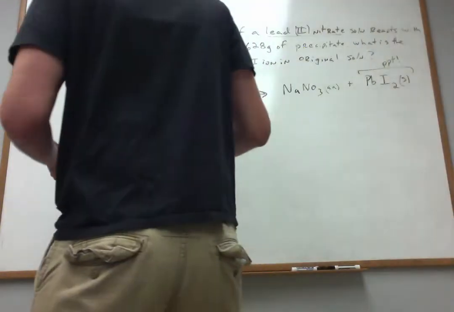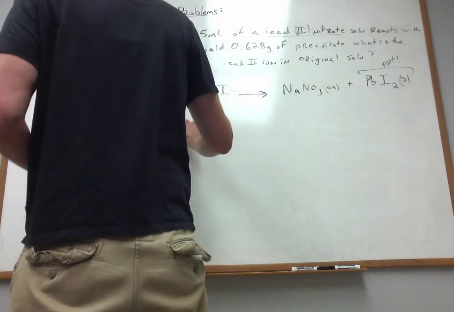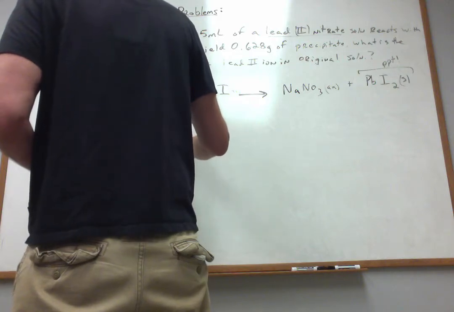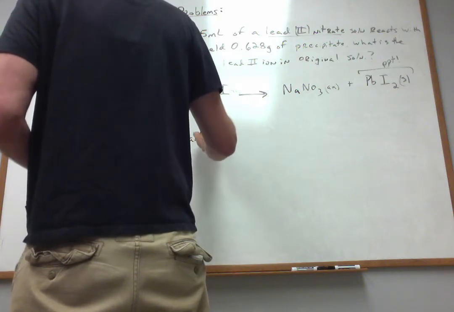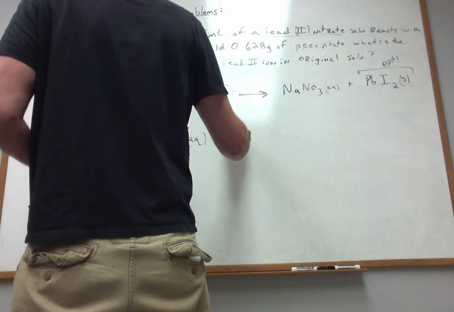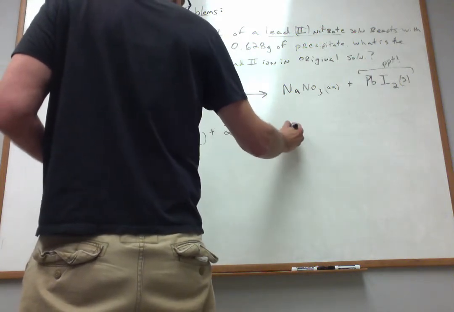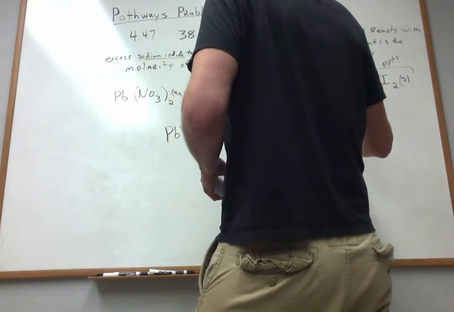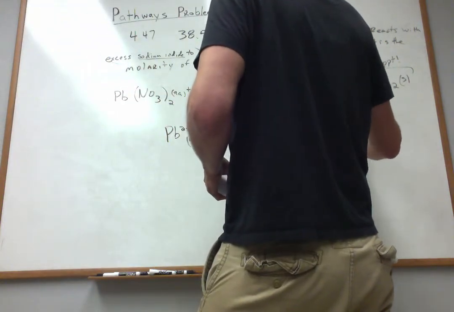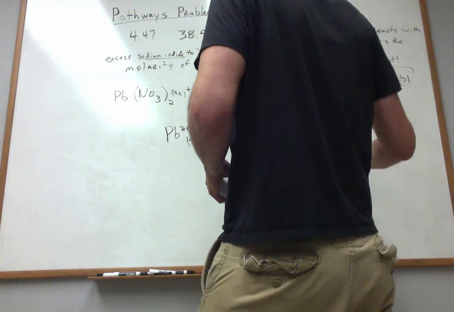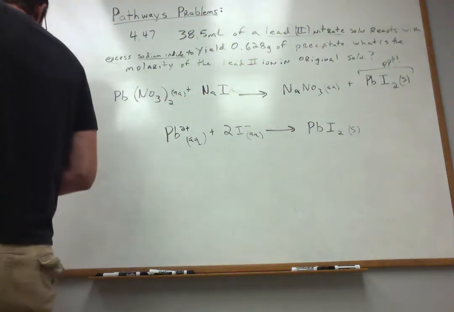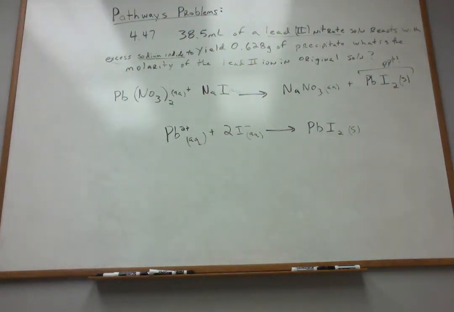If I do that, I could write Pb2+ aqueous plus 2 I- aqueous yields PbI2 solid. That's my net ionic equation for the chemistry that's occurring. So this makes a little bit more sense now.